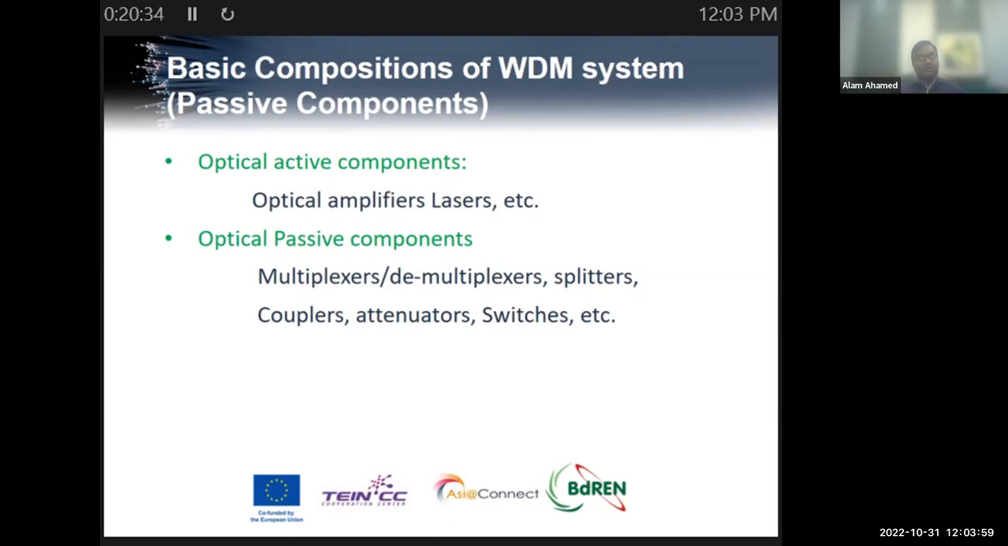That means the Raman amplifier is for long distance transmission and submarine systems, and EDFA is for short distance transmission systems.